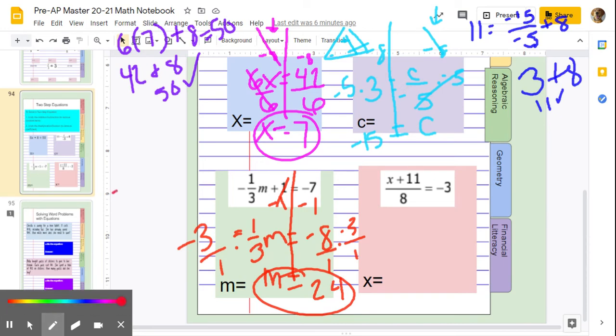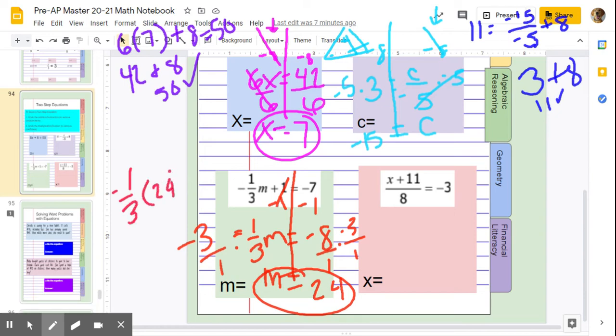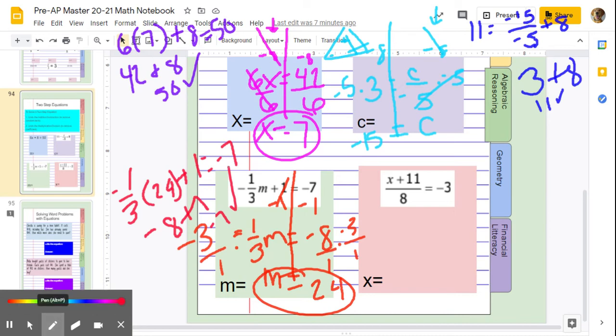So we think that negative 1/3 times 24 plus 1 equals negative 7. So 1/3 times 24 is basically like saying 24 divided by 3, and a negative times a positive is a negative, so negative 8 plus 1 is negative 7. So that works out.